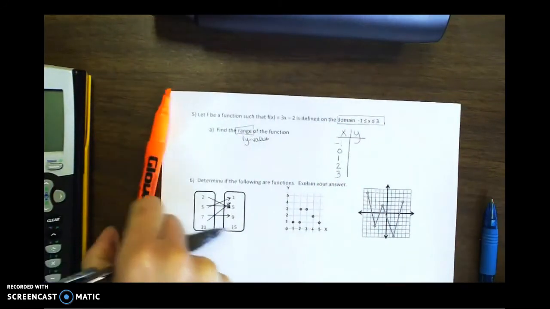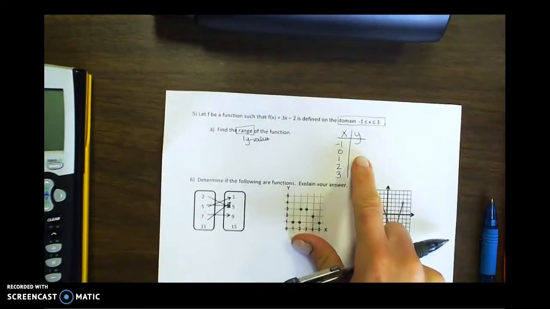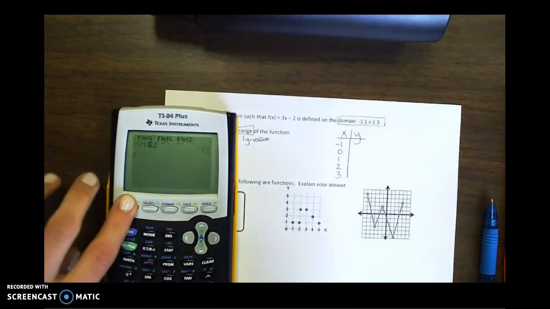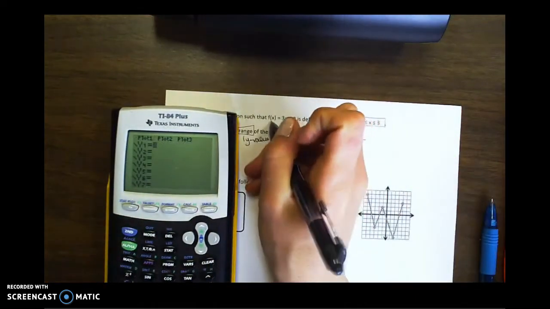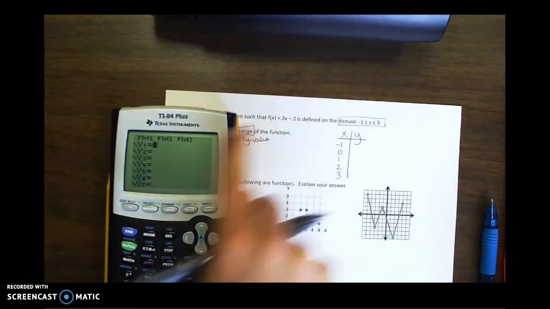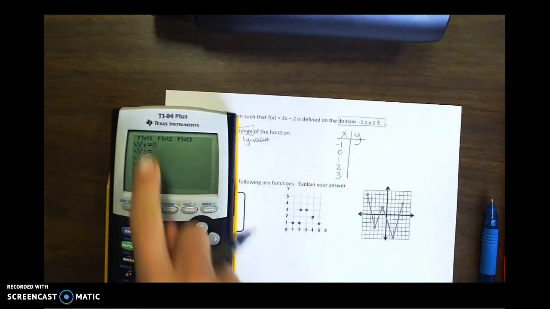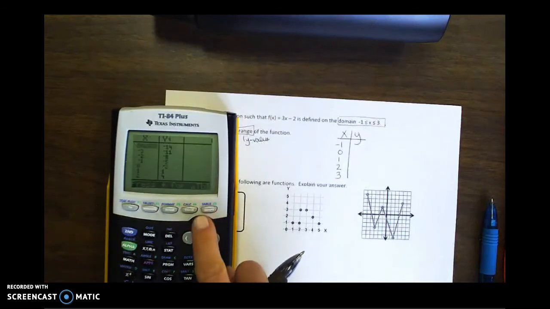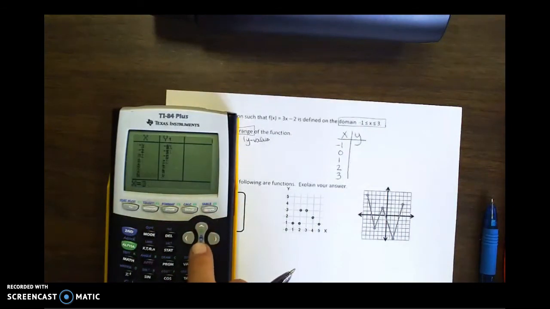Okay, now I need to find the y values that correspond with the x values. So I'm going to go ahead and use my calculator. Remember, f of x is a fancy way of saying y equals, so I'm going to go to my y1 and type this in. So we have 3x minus 2. I'm going to go to my table of values and let's take a look.